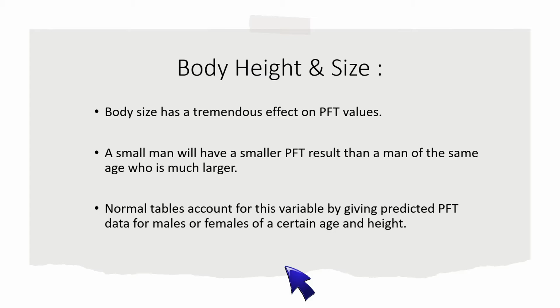Normal tables account for this variable by giving predicted pulmonary function data for males and females of a certain age and height. It means that we can have normal values of pulmonary function tests, like vital capacity, forced vital capacity, and expiratory volume in 1 second. There will be a pool of all these values according to age and height. So when we test a person, we can compare the values of the patient with the pool of data of normal persons.